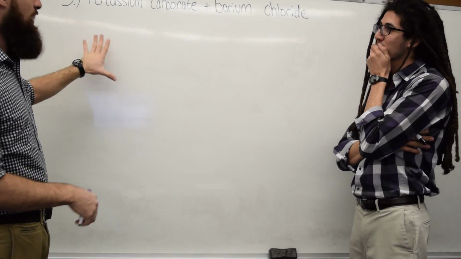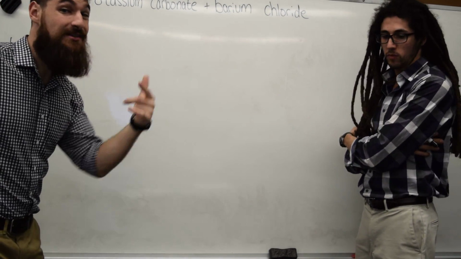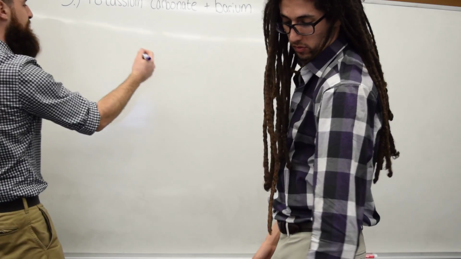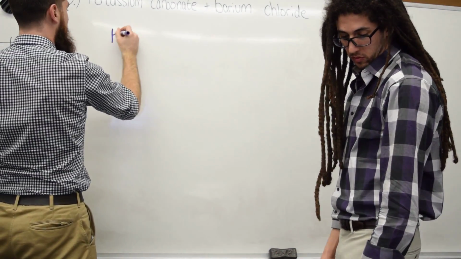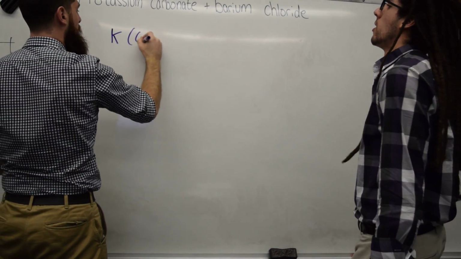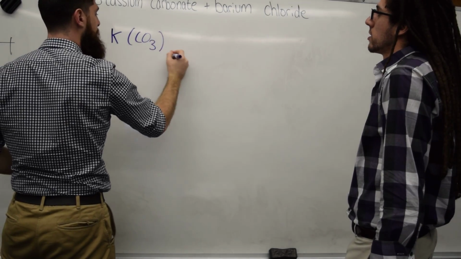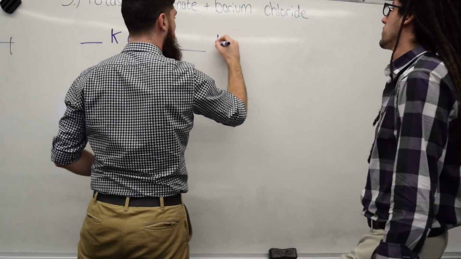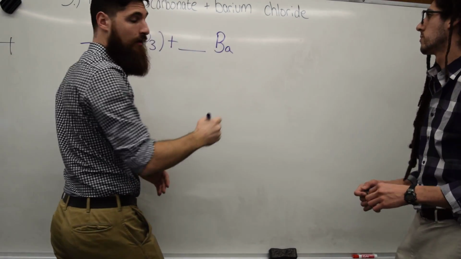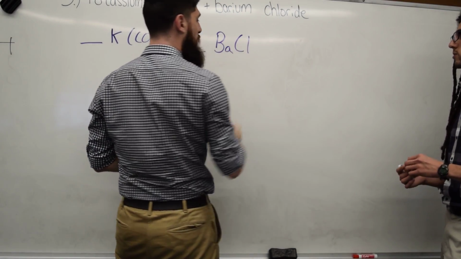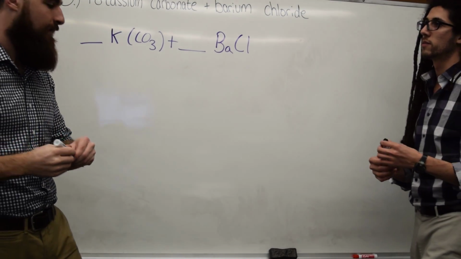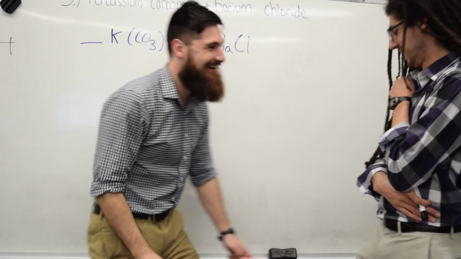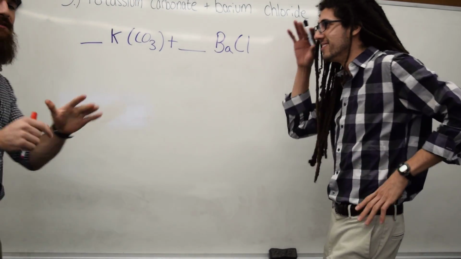First thing I'm going to do, I'm going to write what these reactants look like. Some of us are actually skipping that step, and that's not okay, okay? Potassium carbonate plus barium chloride. I know barium is Ba. I thought it was chloride. B is boron. So that's what it's going to look like.